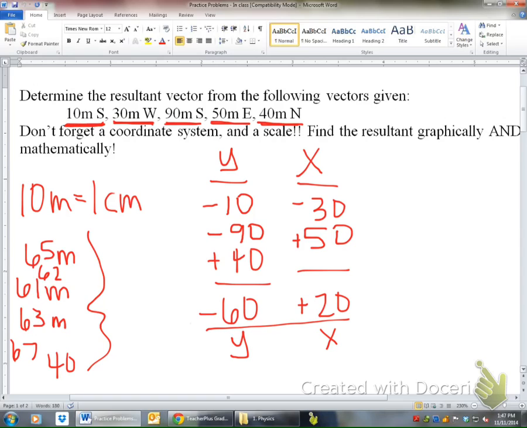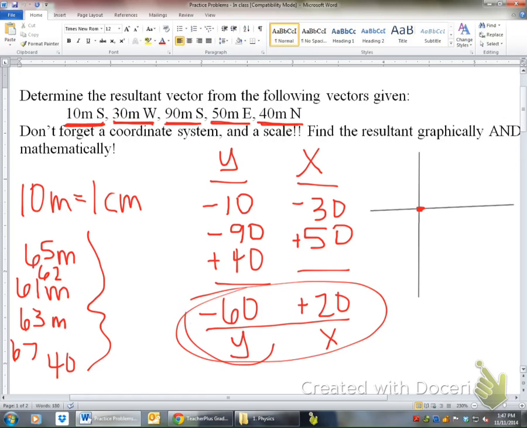These are the things that we're going to use to make our new triangle, our resultant triangle. So we'll start at our origin here. I'll draw my new coordinate system. We'll start with our y component first. We'll go down 60, and we'll go positive 20, which is in this direction, correct? You don't have to draw it to scale because we're solving it mathematically now.